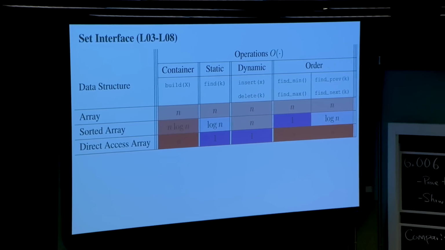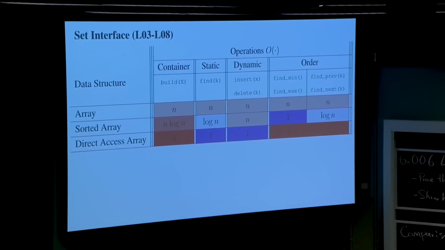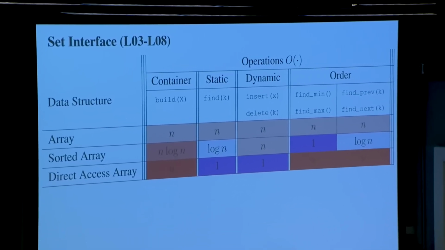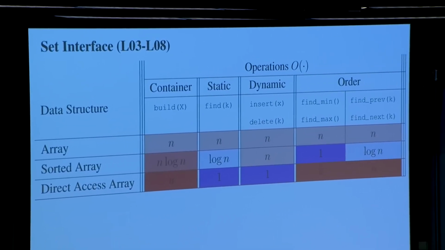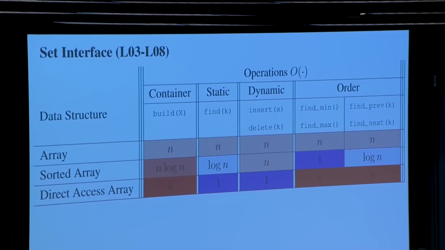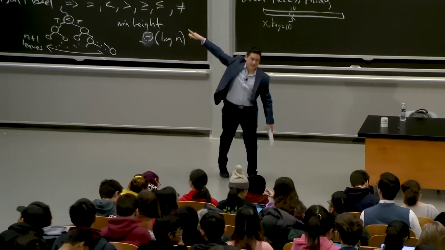And these order operations are bad also, because if I am storing these things non-contiguously, I have to scan down the array to find the next element, for example. What's your question? Is a direct access array a sequence data structure? A direct access array is a set data structure. That's why it's a set interface up there.